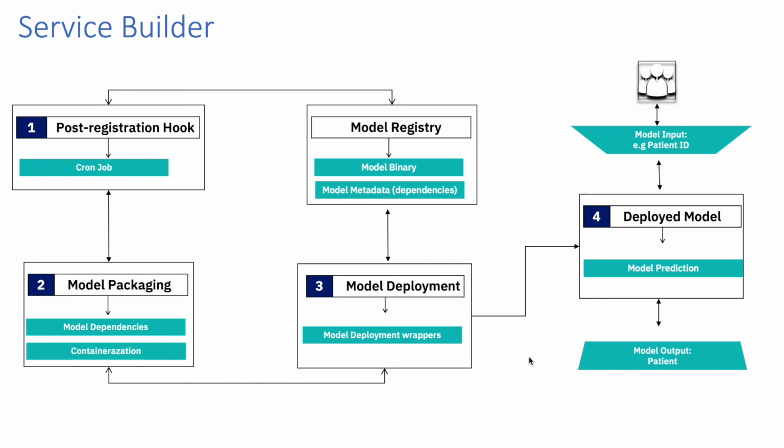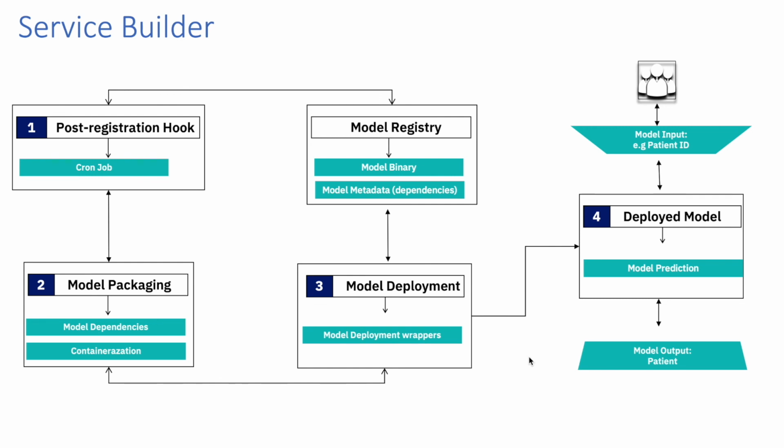In step number 1, Service Builder comes with an inbuilt post-registration hook in the form of a cron job, which is configured to listen for a deployment-ready model in the model registry. Identification of deployment-ready model is done using a production tag being set on the model by the machine learning researcher. A registered model has metadata that includes the model binary file, its dependencies, and related artifacts, among others.